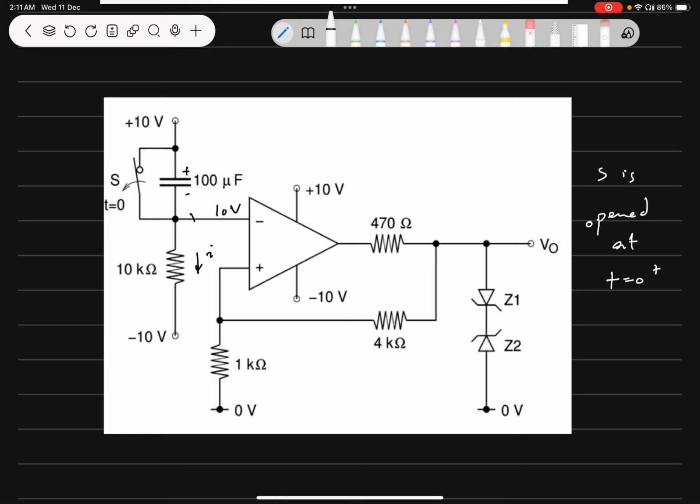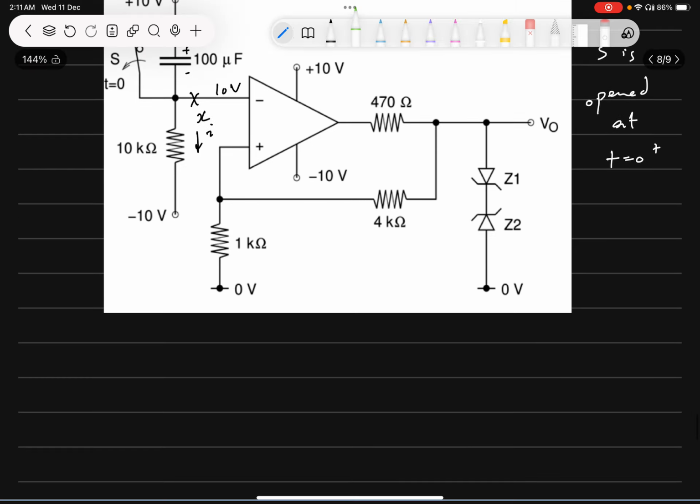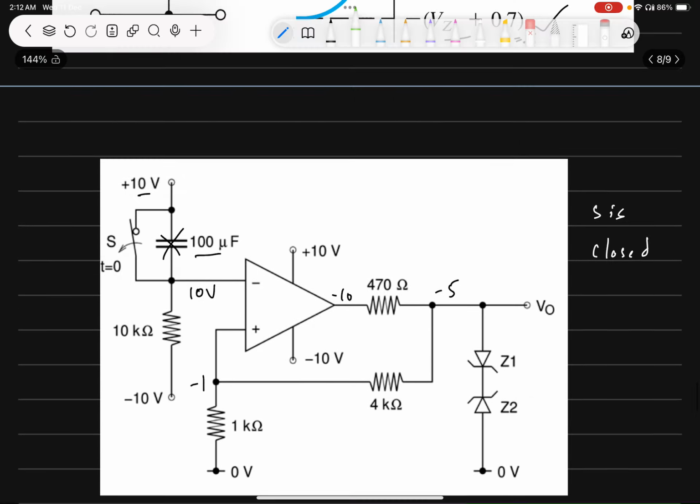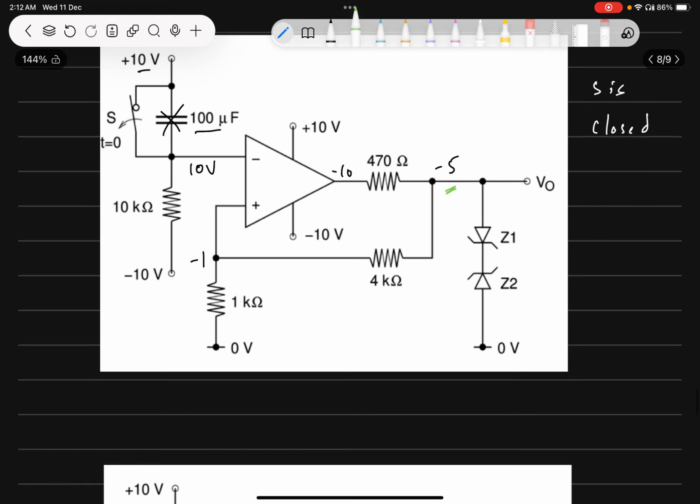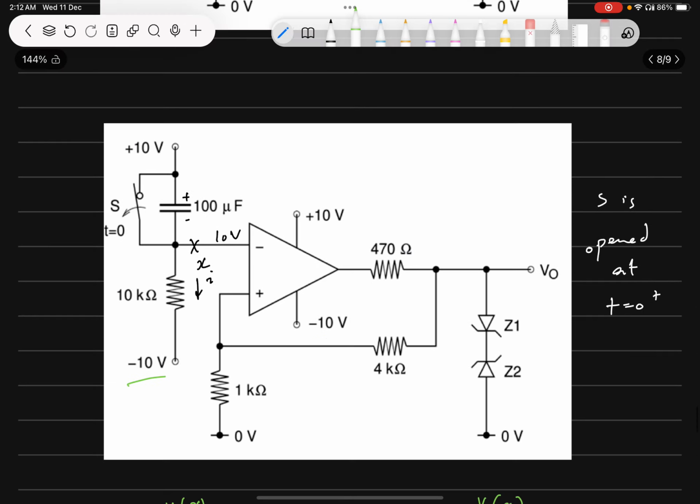So let's say this node potential is X. We can say that voltage at position X at t equals 0 plus is 10, and voltage at position X at t equals infinity is minus 10 because the cap is an open circuit and this is minus 10. Okay, so now what we are asked in the question is the time t equals t1 in seconds at which VO changes state. VO is this. So initially, what is the state of VO? It is minus 5.